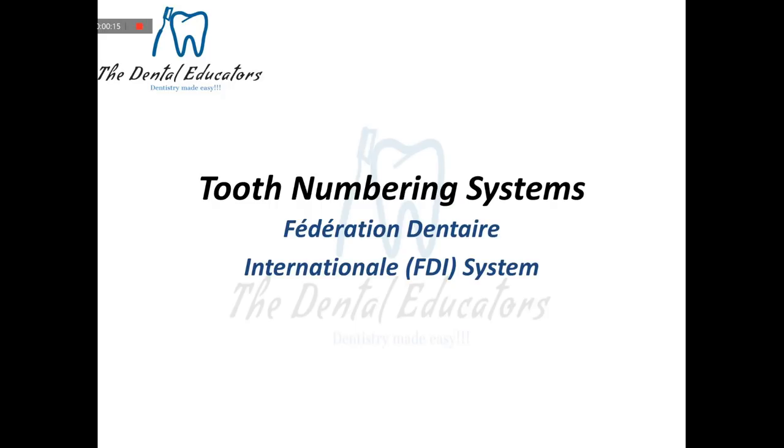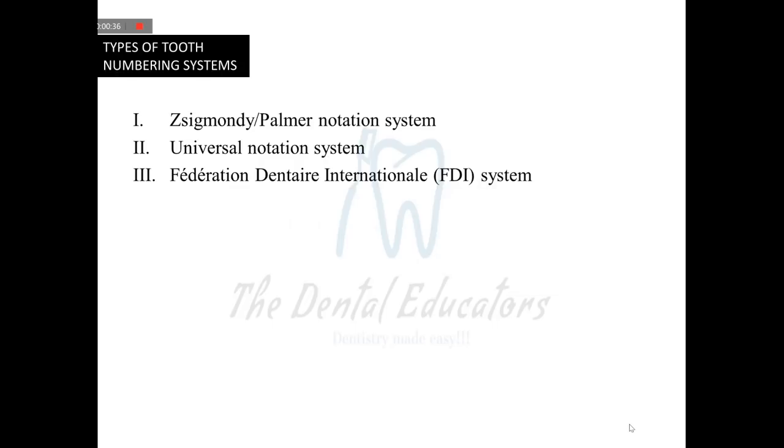In the previous two lectures, we discussed the different types of tooth numbering systems, that was the Palmer notation system and the universal notation system. In today's lecture, we will be discussing the third type of numbering system, which is referred to as Fédération Dentaire Internationale, or you can also refer to this as the FDI system.